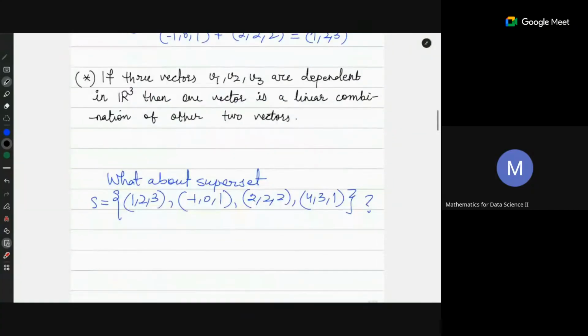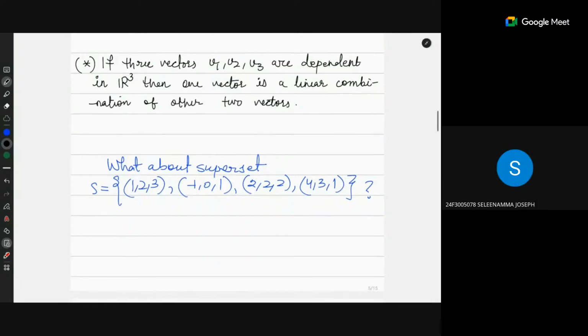Now, what about this superset? What do I mean by superset? This set of 4 vectors already contains the last 3 vectors that you considered. So what about these 3 vectors? Can you say that they are dependent or they are not dependent? Can you say anything? They are dependent. Okay. Can you explain why?